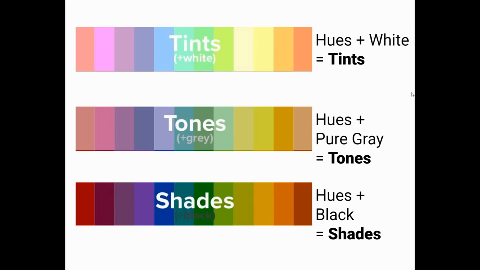Hues plus white will give you a tint. Hues plus pure gray will give you tones. Hues plus black will give you shades. Now, pure gray is only white and black. Okay, gray can be created by other mixtures, but pure gray gives you tones.